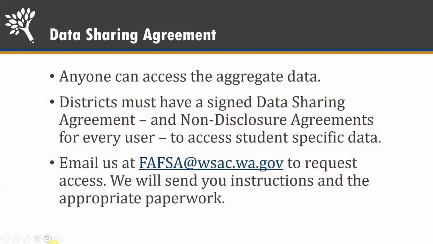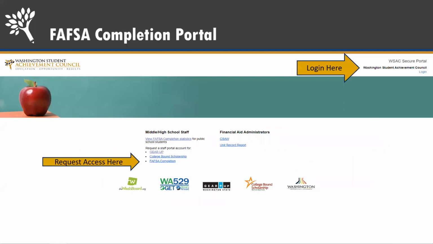If you do not have another account with the WSAC Secure portal, you will receive an activation link once your NDA has been submitted and reviewed. Now let's go back to the portal homepage. If you don't have access yet and want to request access, you can use one of these links down here. This one in particular for the FAFSA completion portal will help get you in touch with WSAC and allow you to ask for access to the portal.